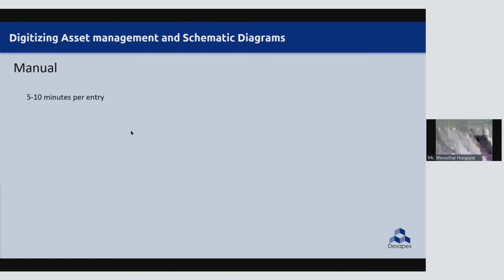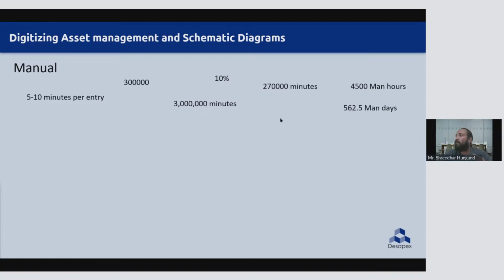Assuming that you would take roughly 5 to 10 minutes per entry, that would translate to almost 3 million minutes, which, even if you say that you would bring in 10% of optimization over the project duration, would be about 270,000 minutes. Again, translated to man hours is 4,500 man hours, or equivalent to 562 and a half man days.